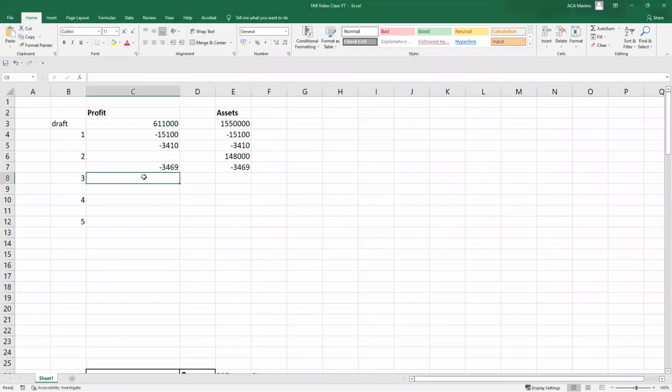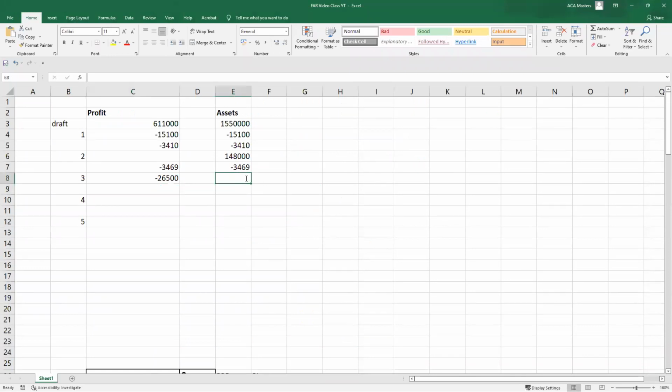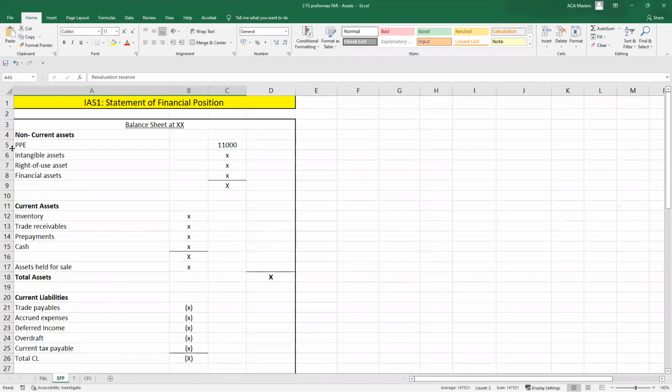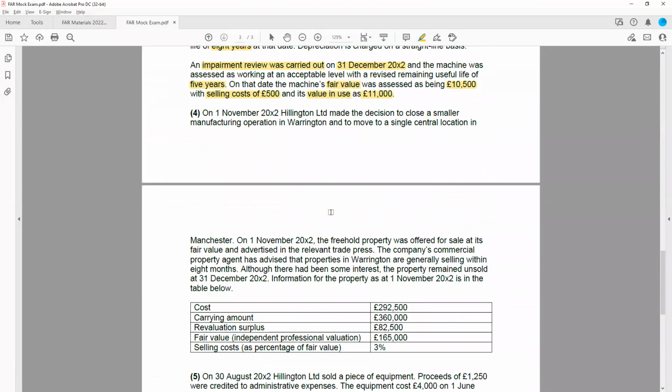So then once again, for note 3 this time, we've got the impairment, which obviously is all going to the P&L. So that reduces the profit. And of course, that reduces the asset. To get that asset down to its new value, we're going to record it at its recoverable amount there in PPE. So not too difficult to deal with that.